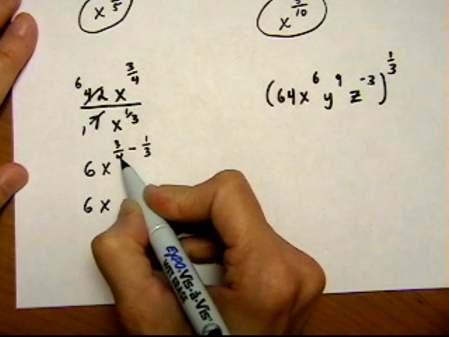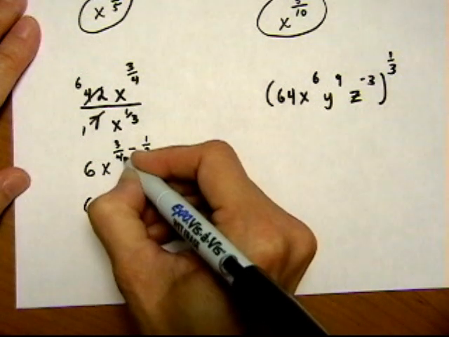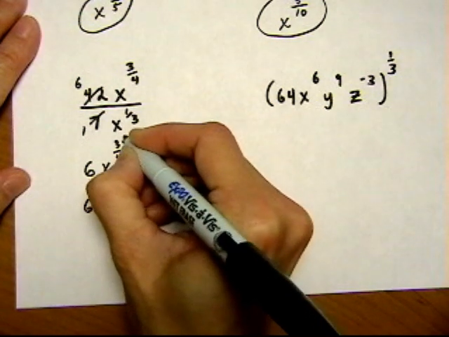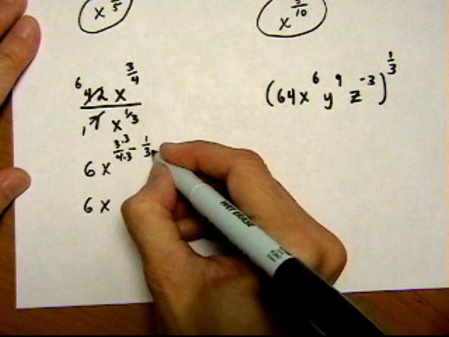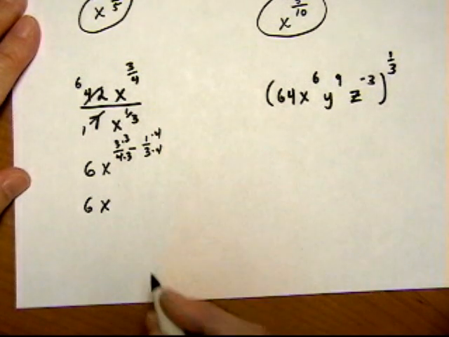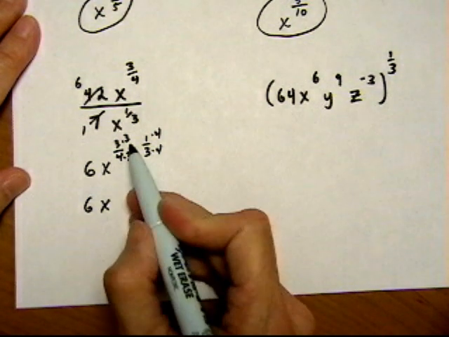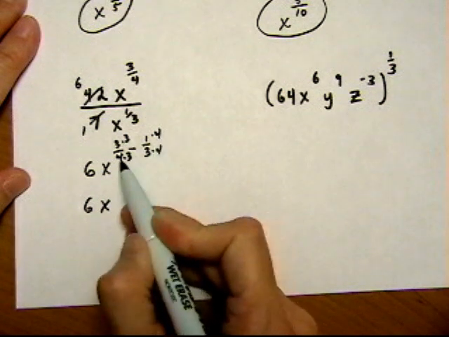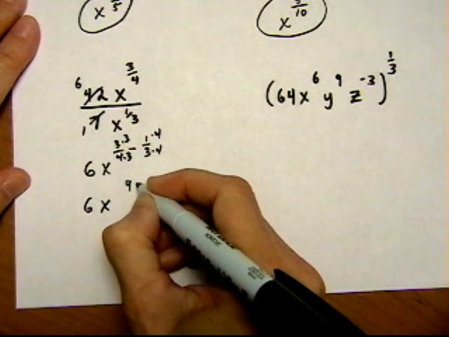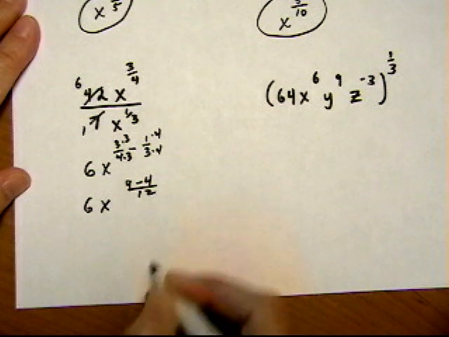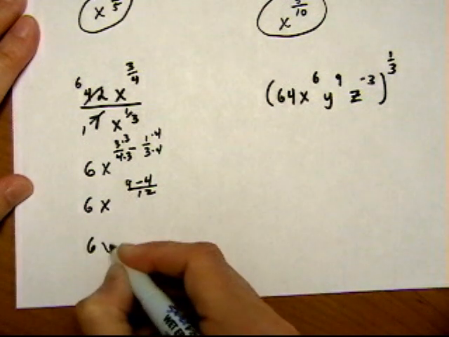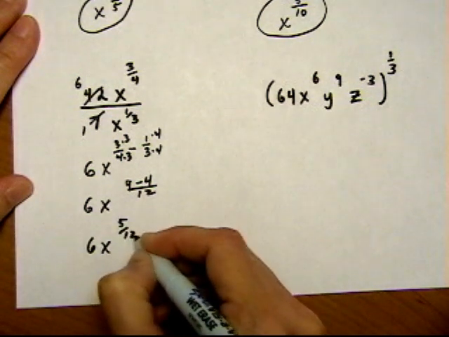So let's make the LCD 12, which means I need to multiply by 3 top and bottom for the first fraction and by 4 top and bottom for the second one, which gives us 9 minus 4 all over 12. And that comes down to 6x to the 5/12.